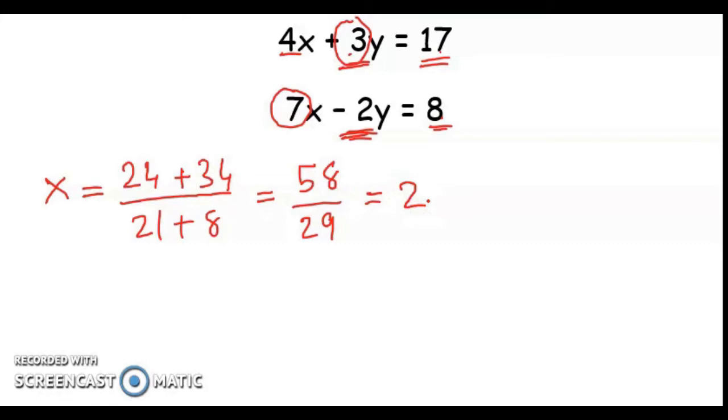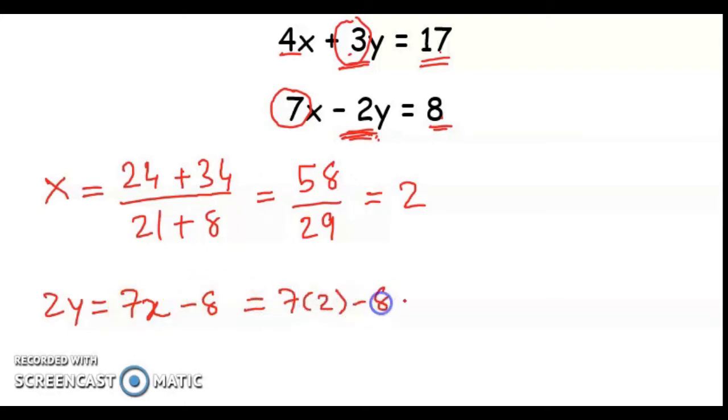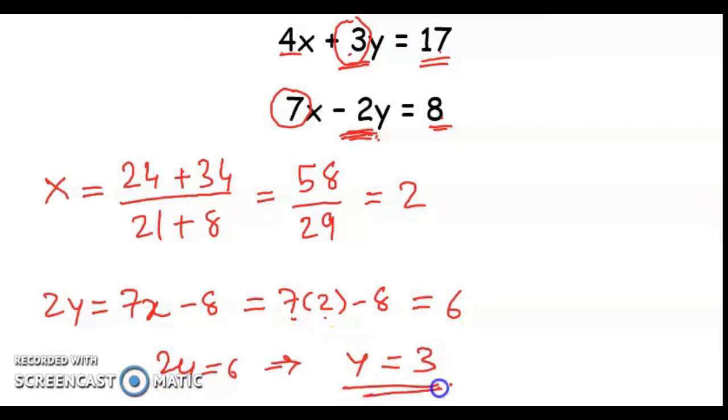Now put x equal to 2 in any of this equation. For example, if you put in this second equation, here we want to find out the value of y, so we can write from the second equation 2y equal to 7x minus 8. So here in place of x we will put 2. So we will get 7 multiplied with 2, 14 minus 8, that is 6. So we get 2y equal to 6, which implies y equal to 3. So this is the value of y and this is the value of x.